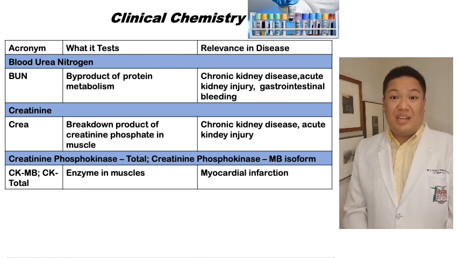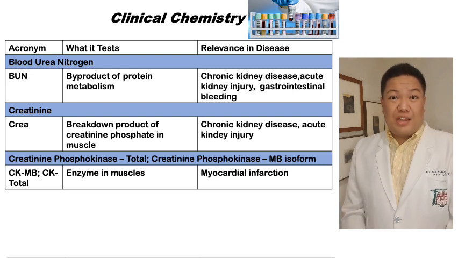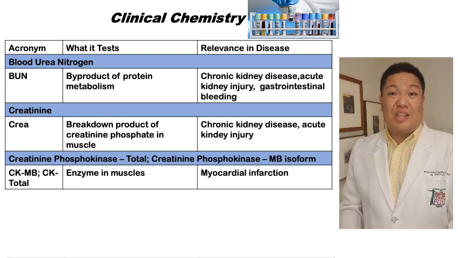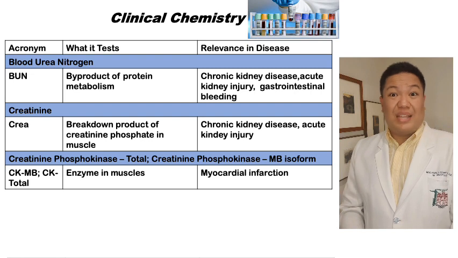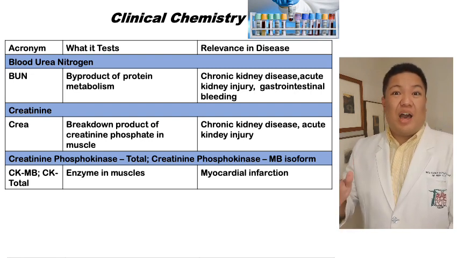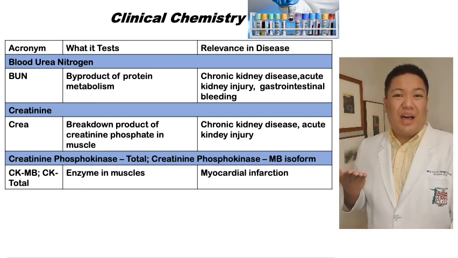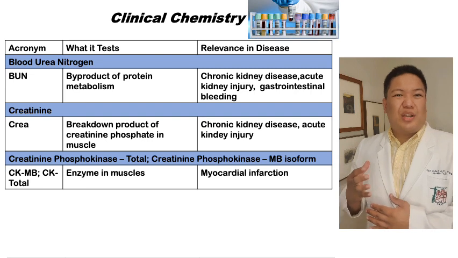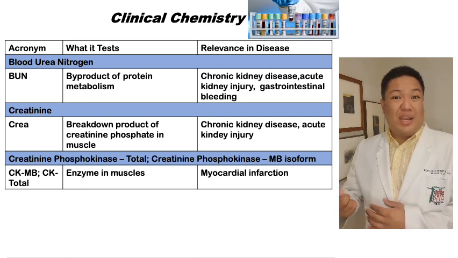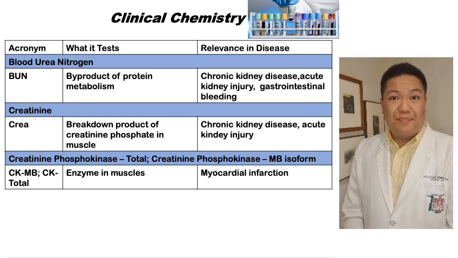BUN and creatinine are very important in the monitoring of kidney function, especially in chronic kidney disease and also in other conditions involving the kidneys. So remember that creatinine is supposed to be filtered out, supposed to go out. And if the creatinine goes up in blood, that means that your kidneys are not working that well. That is why the creatinine goes up, which leads to a condition called azotemia.